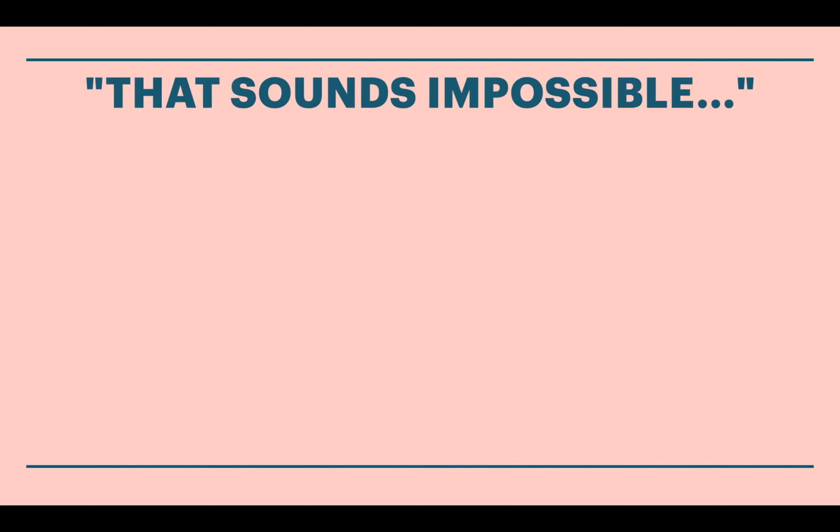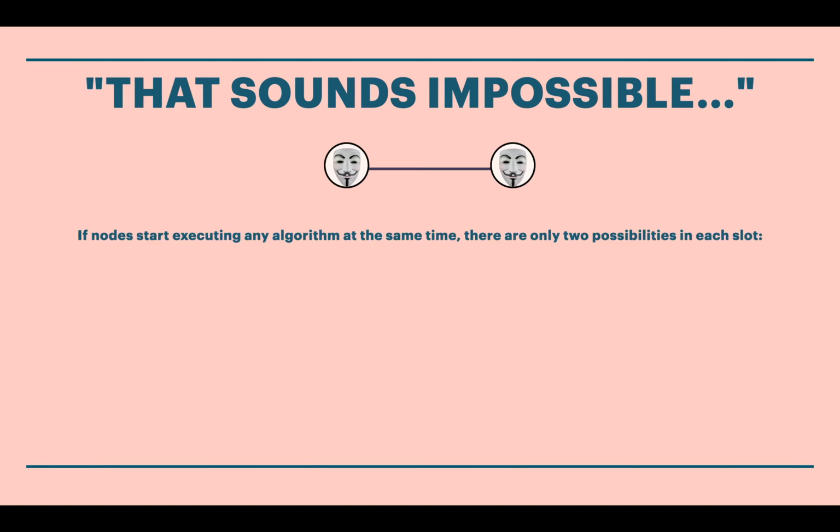You're probably thinking, wait, that sounds impossible. And it is impossible. Consider any network, or in particular this very simple network, consisting of two anonymous nodes connected by an edge. And consider any algorithm you can run on these nodes and assume that the nodes start this algorithm at the same time. There's really only two possibilities in every slot.